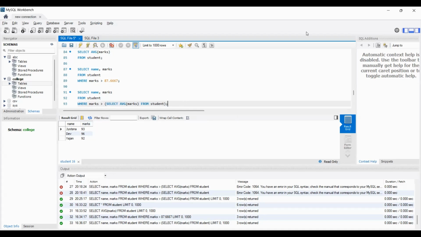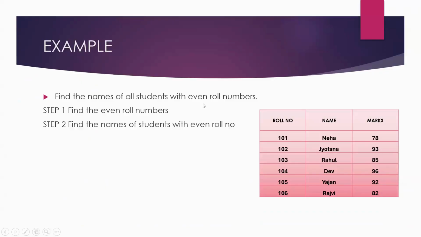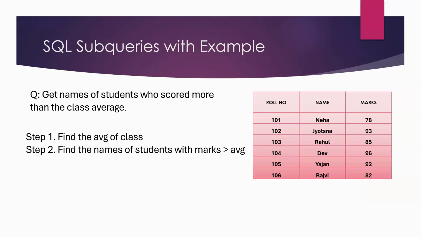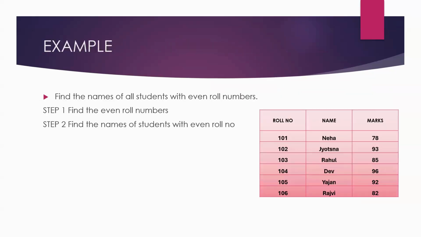Let's see another example, one more example of subquery. Find the names of all students with even roll numbers. So let's solve this example. Find the names of students with even roll numbers. For that, there are just two steps: first, find the even roll numbers, and second, find the names of students with even roll numbers.